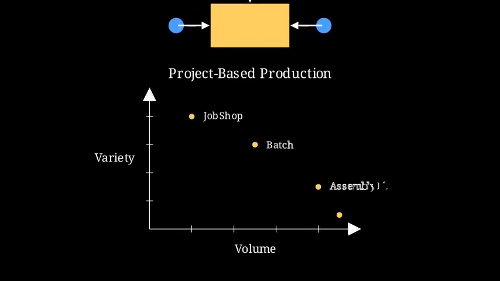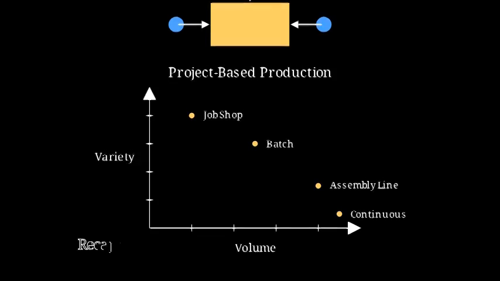Now, how do you pick the most accurate description? A helpful way is to look at volume and variety. Volume means how many units you make. Variety means how different the products are. Low volume and high variety points to job shop. Medium volume and medium variety points to batch. High volume and low variety points to assembly line. And very high volume with almost no variety is continuous process. Projects are a special case. One big custom build.